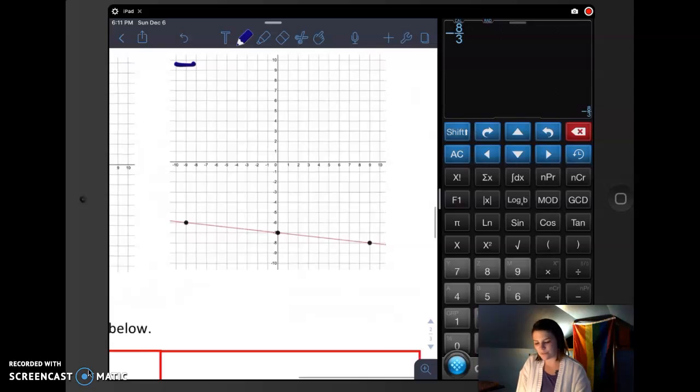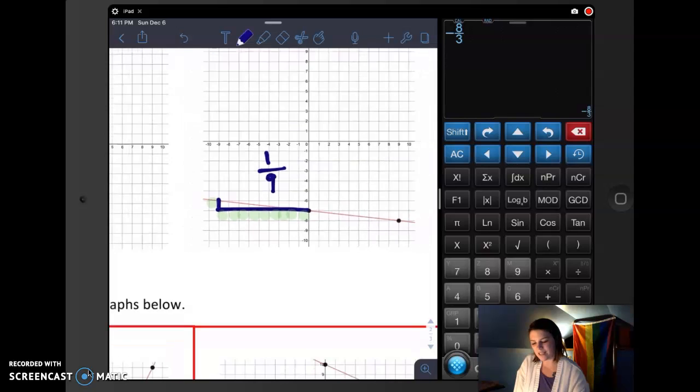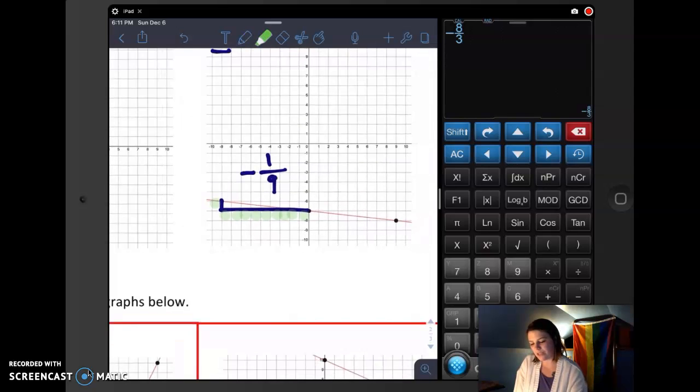All right, last one is a negative, and this is our long, skinny one. There's 1, 1, 2, 3, 4, 5, 6, 7, 8, 9. So rise of 1, run of 9. We decided it was going to be negative at the beginning when we took a look at it. So it is negative 1/9.